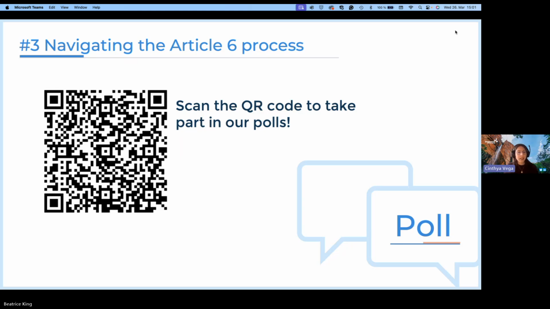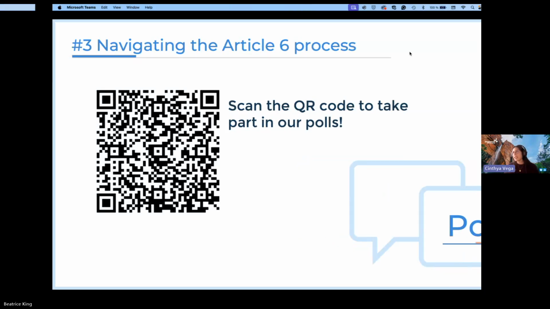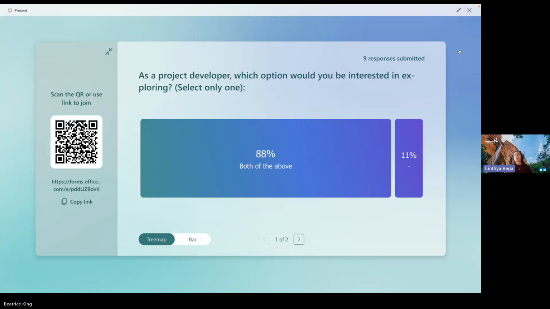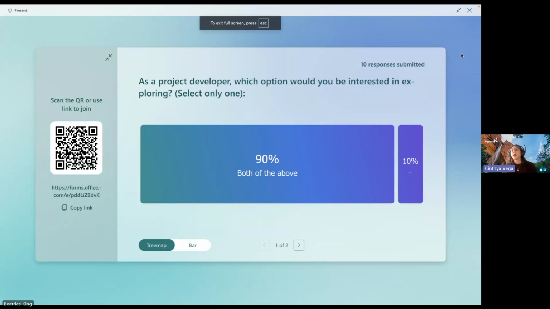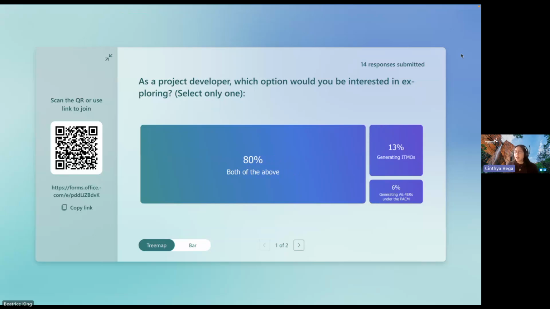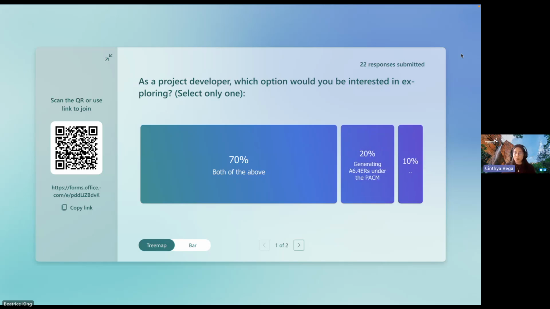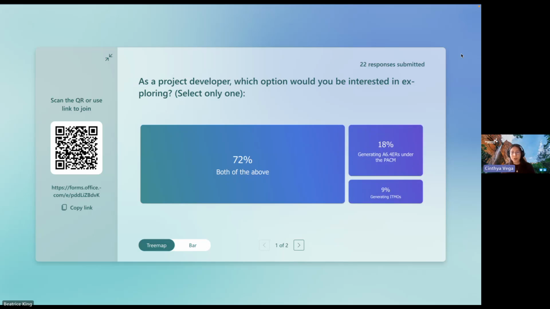So if we can start jumping into the questions and answers, that would be great. Once you scan the QR, you're going to see the first question. For this one, we have: as a project developer, which option would you be interested in exploring? Please select only one. In the options, we had generating ITMOs, generating Article 6.4 ERs under the PACAM, or both of the above.